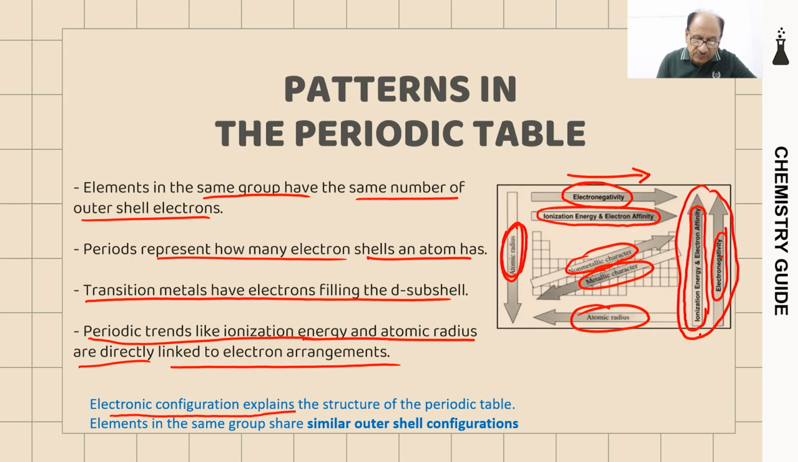Electronic configuration explains the structure of the periodic table. Elements in the same group share similar outer shell configurations.